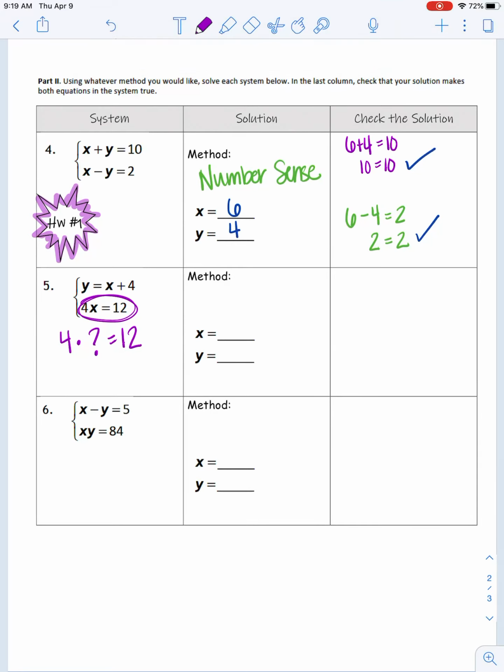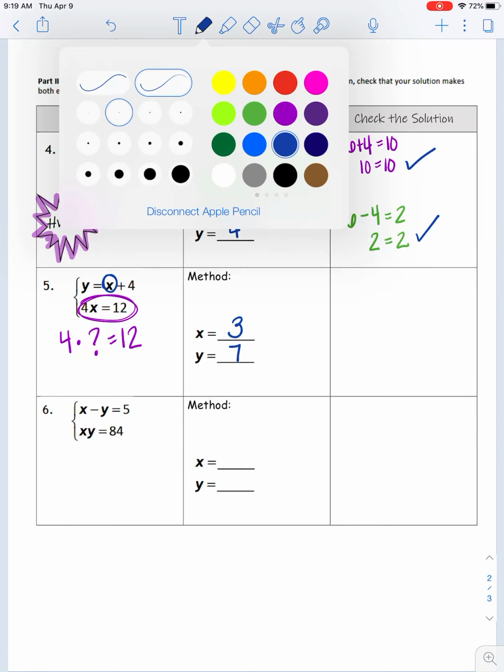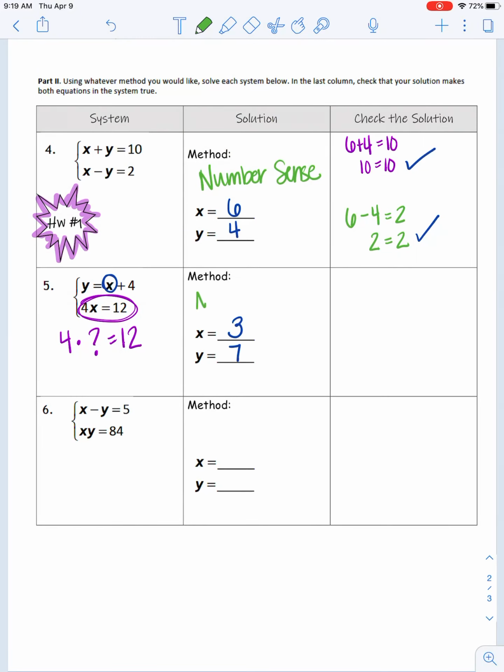And I can look at that and say, oh, well, that can only be one number. 4 times 3 is 12. So x has to be 3. And then I think, okay, well, if x is 3, then 3 goes in for x right there, and 3 plus 4 is 7. Okay, so again, for that one, I think it's relatively straightforward to use number sense.